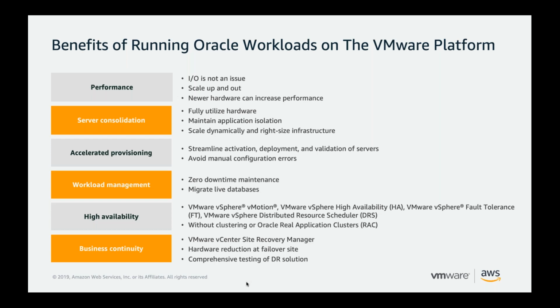VMware vSphere vMotion, VMware vSphere HA, and then VMware Fault Tolerance that comes into play, VMware vSphere Distributed Resource Scheduler or DRS, and then without clustering or Oracle Real Application Clusters, Oracle RAC, VMware vCenter Site Recovery Manager for your business continuity, hardware reduction at failover site, and then also the comprehensive testing of DR that comes into play with Site Recovery Manager or Site Recovery for VMware Cloud on AWS.